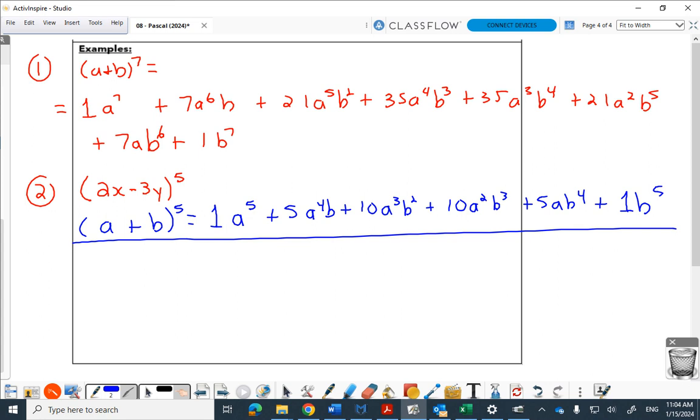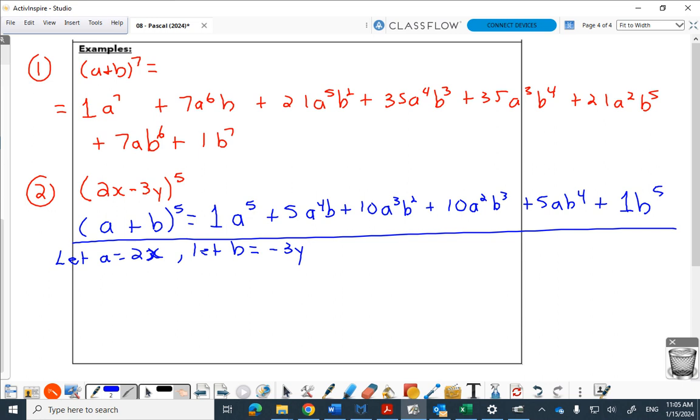See, a wasn't a. A was something else. A is 2x. So let a equal 2x. I'm going to do the exact same line, but everywhere I see a, I'm not going to write a. I'm going to write 2x. What's the b? The negative 3y. Yes, you need the negative in there because we did it all with adding.